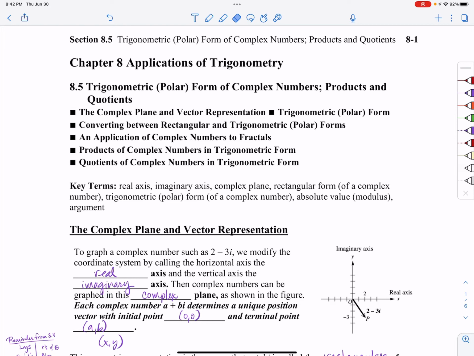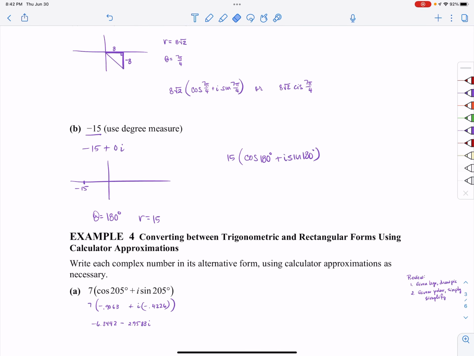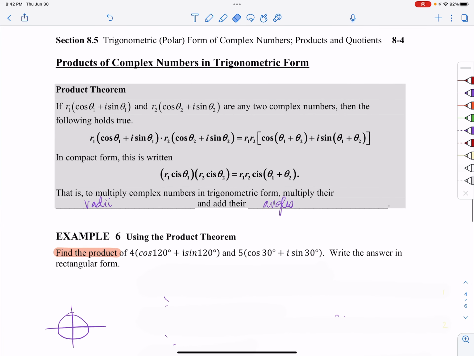Hey folks, this is the second video in section 8.5, and we're going to be talking about multiplying and dividing polar forms or polar numbers. So if you'll go down then to the gray box that talks about taking the product of complex numbers that are in trig form.